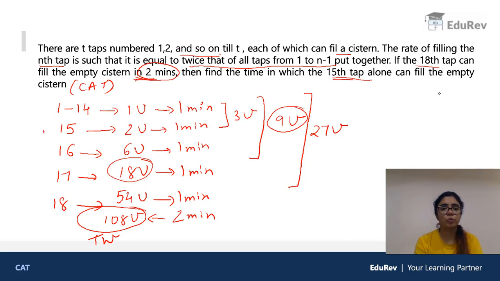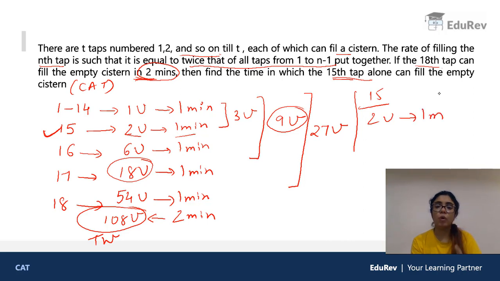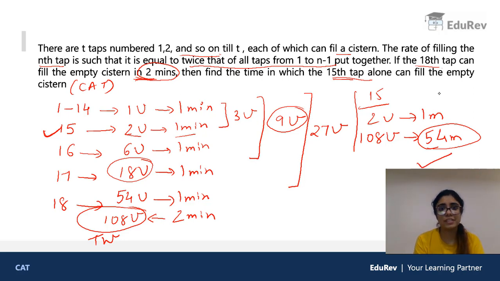Now coming back to the 15th tap. The 15th tap fills 2 units in 1 minute. What is the total work? The total work is 108 units. So how much time will it take to fill 108 units? It will take 54 minutes. So 54 minutes is your answer. So this is how you're going to tackle this problem. See, it seems to be a very, very difficult problem. But believe me, if you understand the concept, it's a very, very simple problem. And it hardly takes any time to solve.